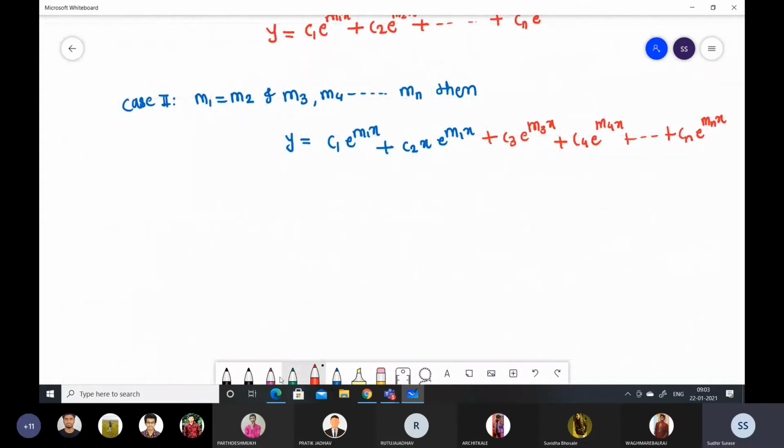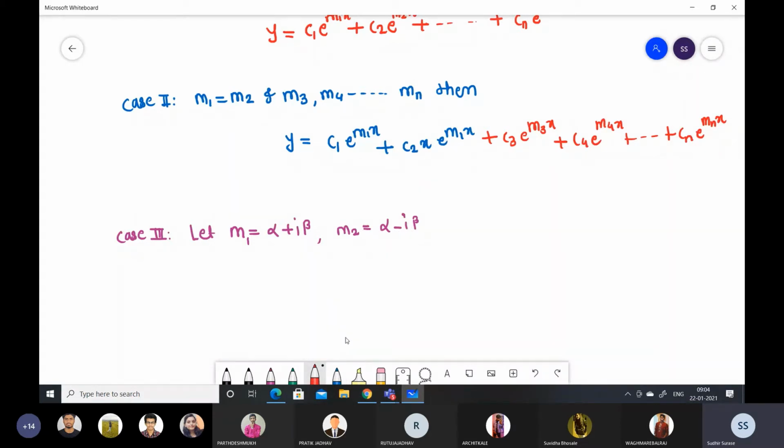Now if we have complex roots, case number 3, let m1 equal alpha plus i beta be a complex root of the given auxiliary equation. Then by default you will get m2 as its complex conjugate, alpha minus i beta, which is also a root of the same equation. Complex roots always come in pairs. If you have alpha plus i beta, then its complex conjugate alpha minus i beta is also a root.